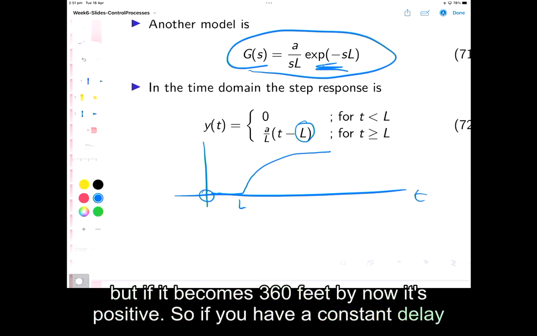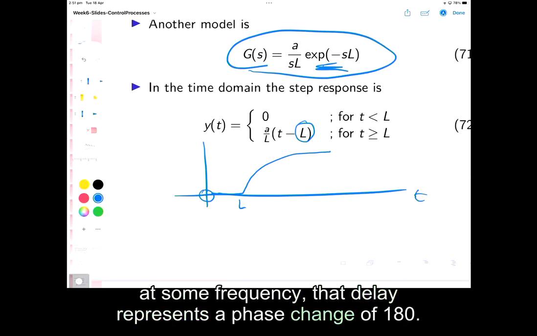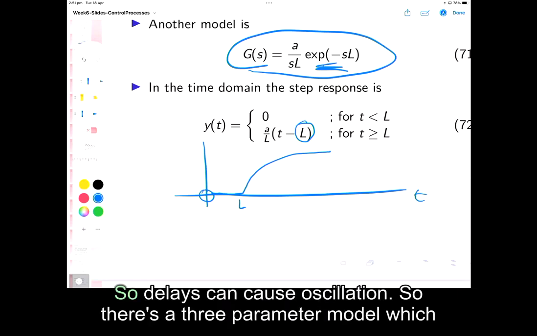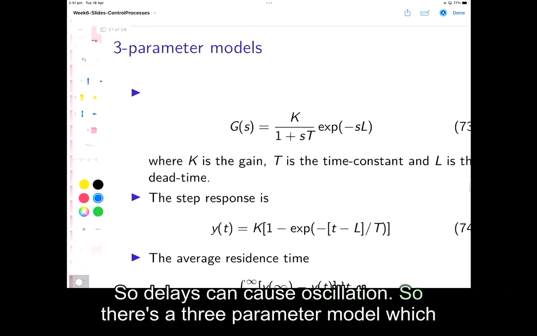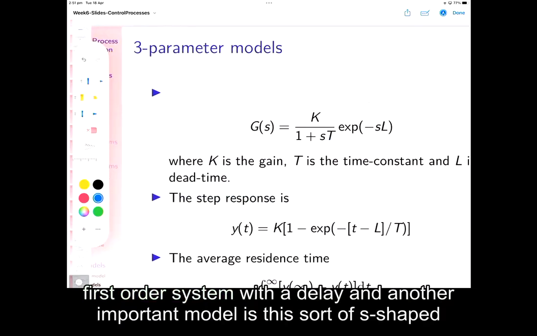So if you have a constant delay, at some frequency, that delay represents a phase change of 180. Add your feedback, and you've got positive feedback. So delays can cause oscillation. So there's a 3-parameter model, which is a first order system with a delay.